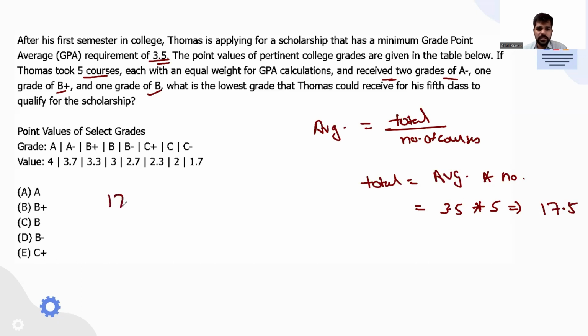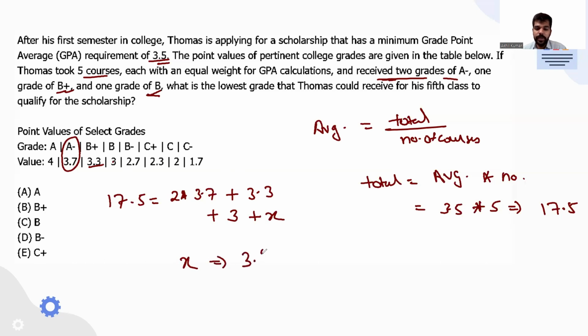Now, 17.5 is equal to 2 who receive A negative, and A negative is represented by 3.7. That is 2 into 3.7, then plus 1 who receives B positive, that is 3.3, and the next who gets B, and B is represented by 3. And the fifth person, let's assume it to be X. So from here, we can find out the value of X. X will come out to be 3.8.